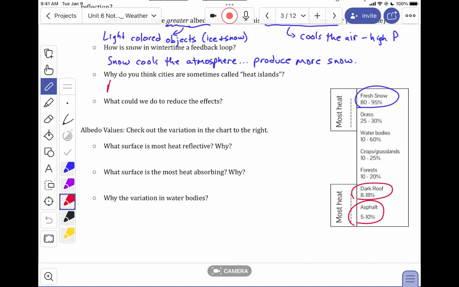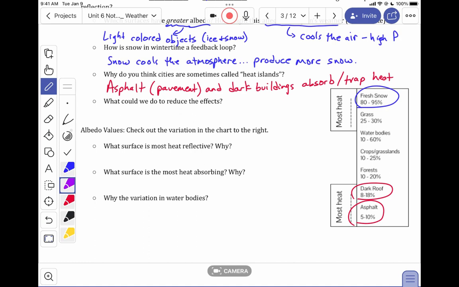So asphalt or pavement and dark buildings absorb, or you could say trap, the heat, as opposed to radiating it back off to space.